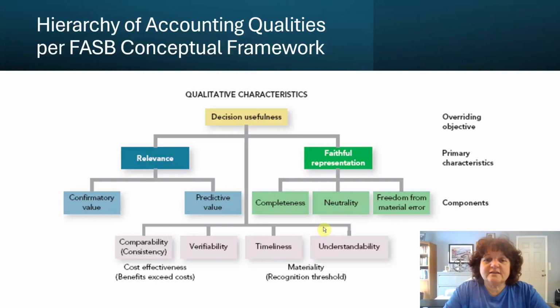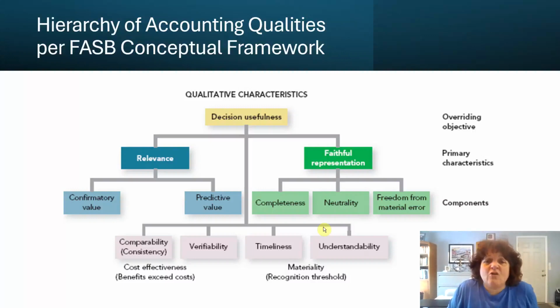So let's look at the FASB's conceptual framework and what they say about the qualities that accounting information should have. And there is an overriding objective called decision usefulness. That means that the information that we provide needs to be useful for making decisions. There are a couple of constraints on that in order to be useful.